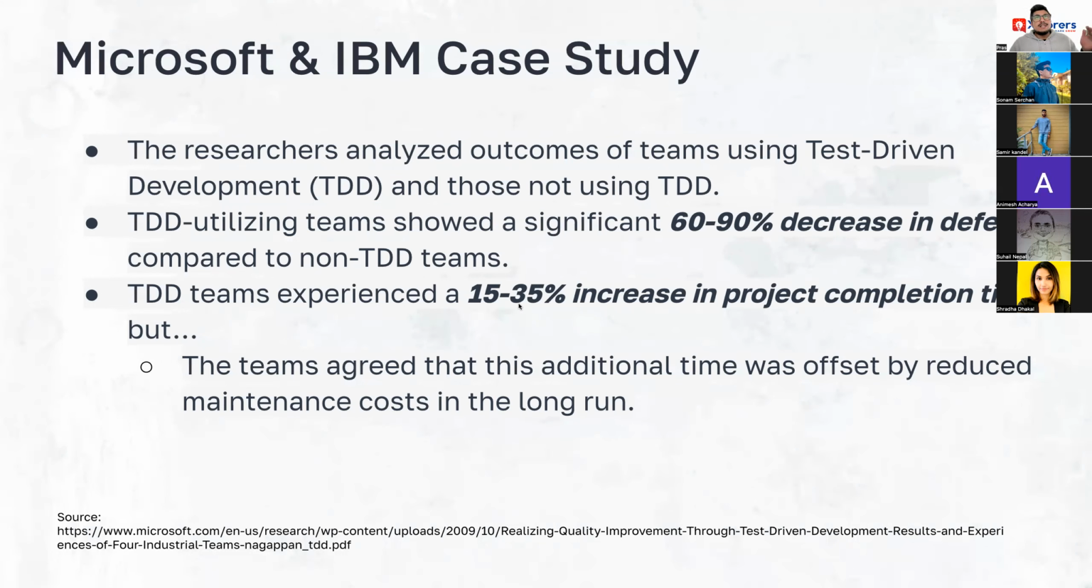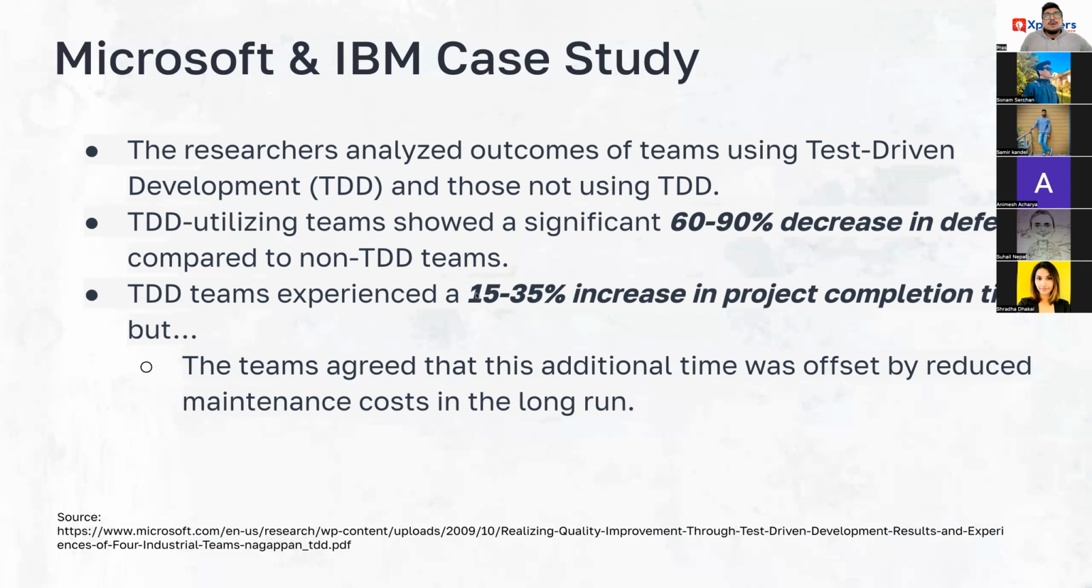The teams also experienced 15 to 35% increase in project completion time, right? That is negative. What happened here is that once they implemented TDD, they saw a decrease in defects, but they also saw an increase in time taken for them to push their code to production. And this is because it takes time. It takes time to implement tests. And that's what I was saying before. It might not be for you because you might not have time to implement it.